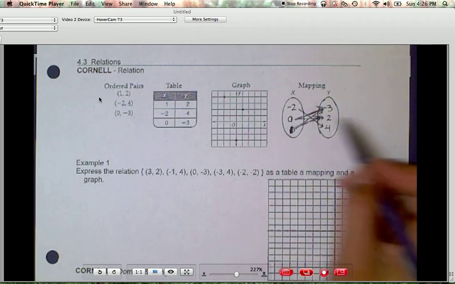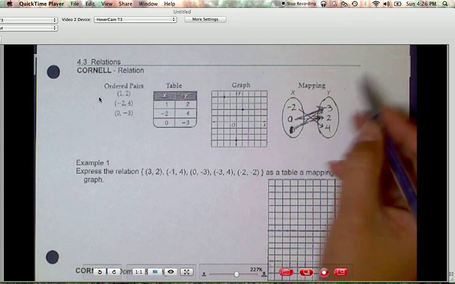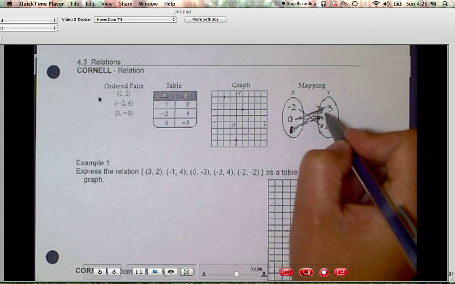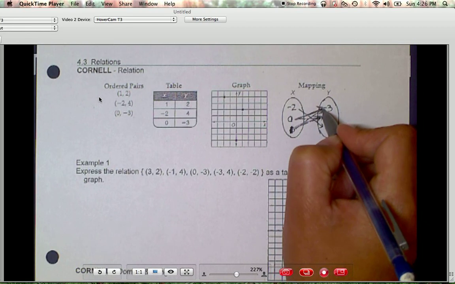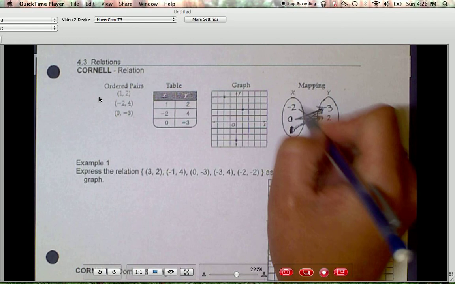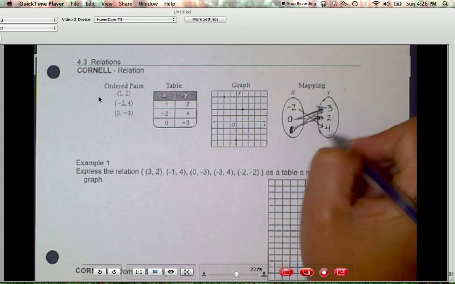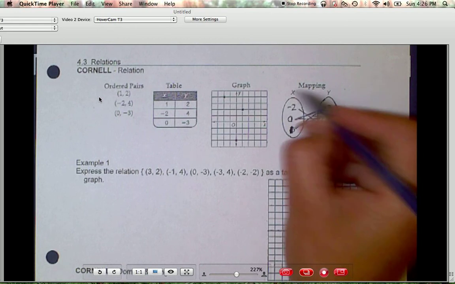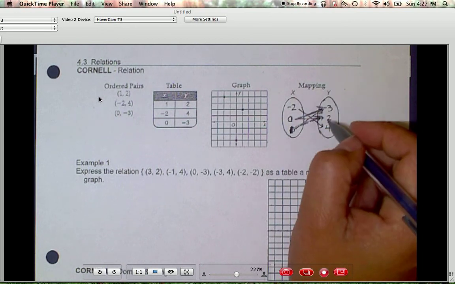Alright, so when you do a mapping, you draw an arrow from left to right. There's an arrowhead on the right side. They're not just lines, they have arrows. And then your x values are in an oval on the left, your y values are in an oval on the right. You can get away without putting x and y up here for your mapping.